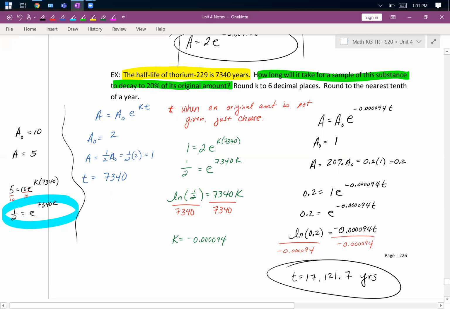We ended up with an answer that was pretty big, but it kind of makes sense. The half-life is 7,340 years. So that means that we go down to 50% after 7,340 years. When we go another 7,340 years, half of that half disappears. So half of the half is 25%. So after 14,680 years, we're going to be down to 25%. Well, 20% is less than 25%, so I'm expecting that it's going to take longer than 2 half-lives to get below 25%.